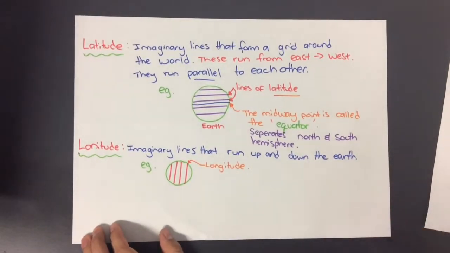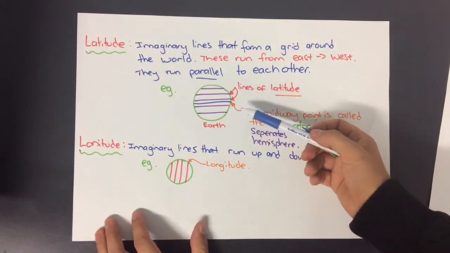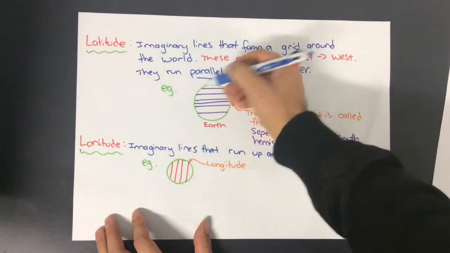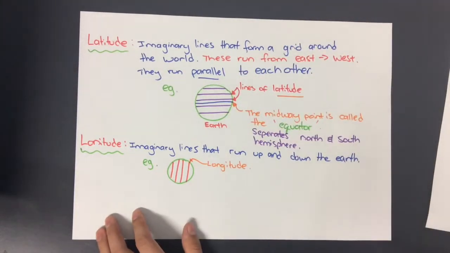Let's talk about something else: latitude and longitude. This is probably one of the most important points to understand when you are looking at maps. Latitude refers to an imaginary line that forms a grid around the world. These run from east to west and run parallel to each other. So I've just drawn a really horrible example of the Earth here, and these purple lines here represent the lines of latitude. The blue one in the middle is the midway point, so it separates everything. This is called the equator. It separates the north and the south hemisphere.